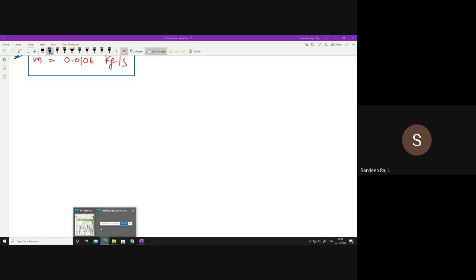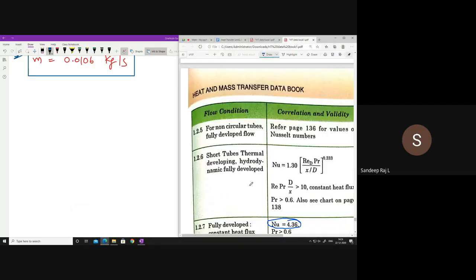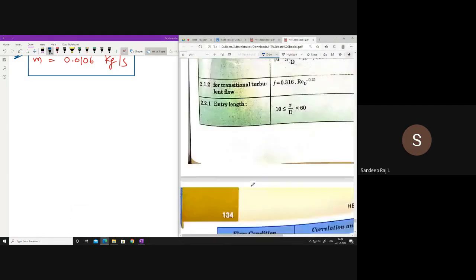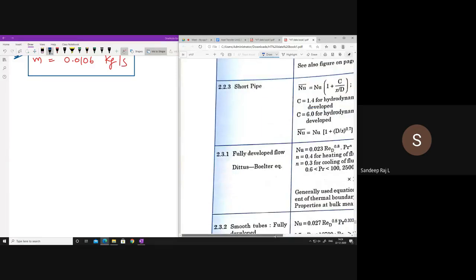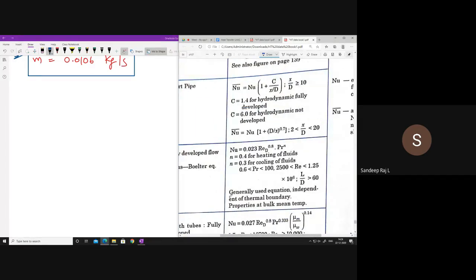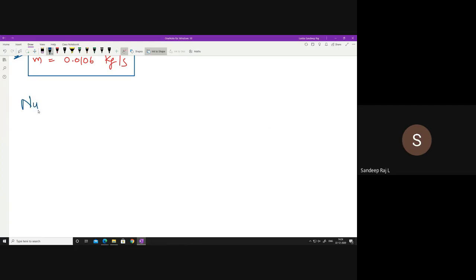Which formula will you use for turbulent flow? You can use this one itself. This is a generally used equation, independent of thermal boundary condition, so most of the time this will give you correct values. So we will take this Dittus-Boelter equation itself. That is Nu is equal to 0.023 into Re power 0.8 into Prandtl power 0.4 or 0.3 here. It is 0.4.